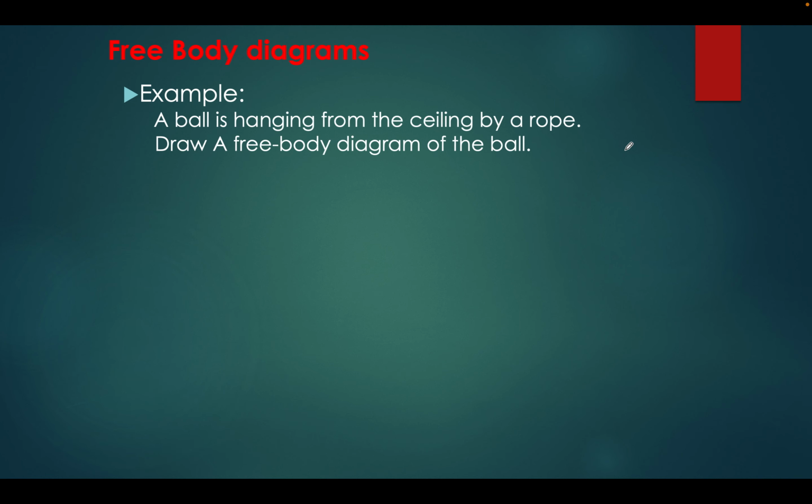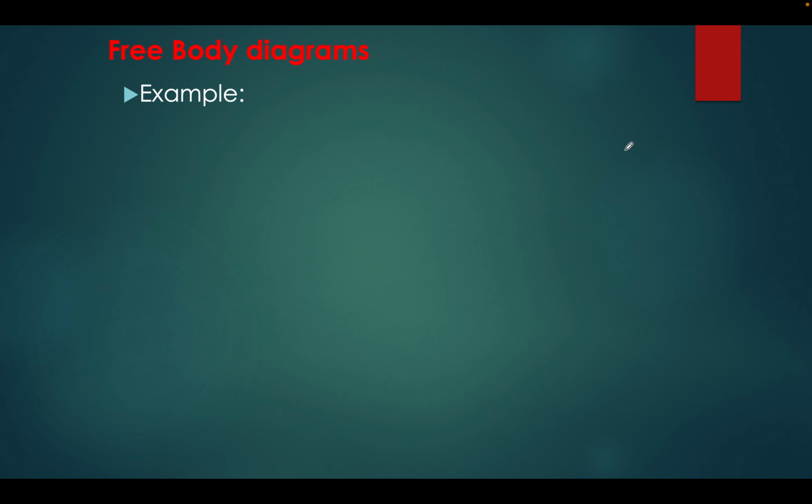Here's another example. A ball is hanging from the ceiling by a rope. Draw a free body diagram. No problem. Instead of drawing a ball and a rope, I will draw a dot. There are two forces. We have gravity pulling down, and we have tension going up. These are the only two forces. There is no normal because it's not sitting on top of another surface.